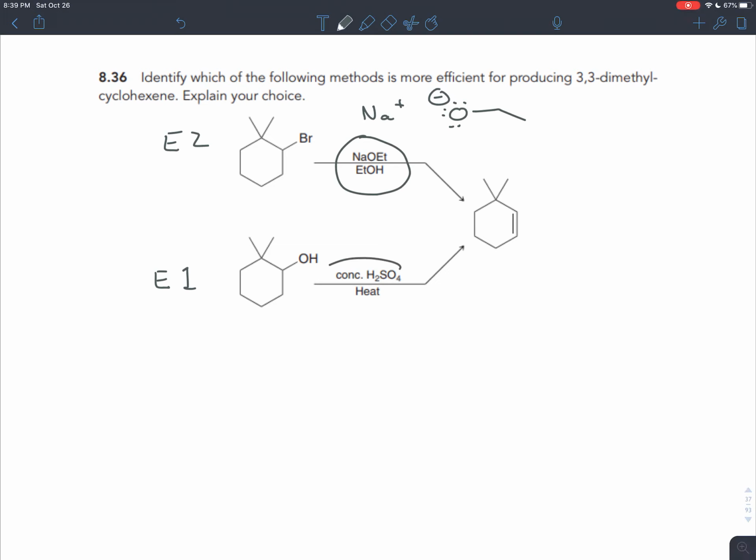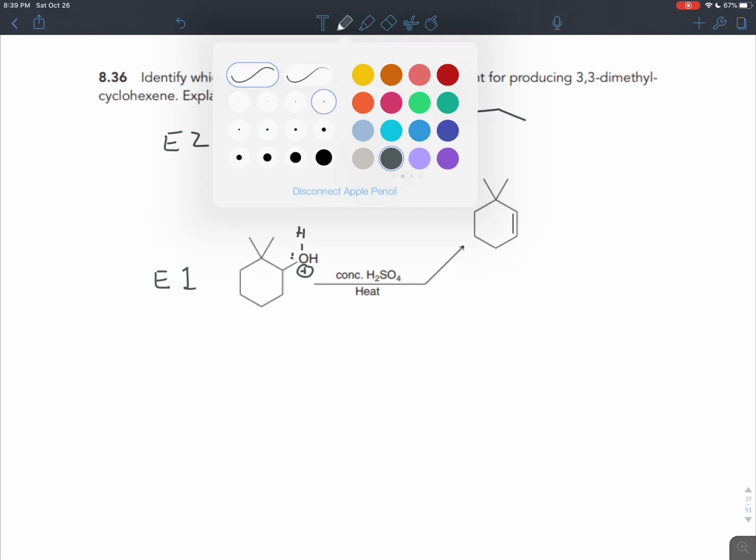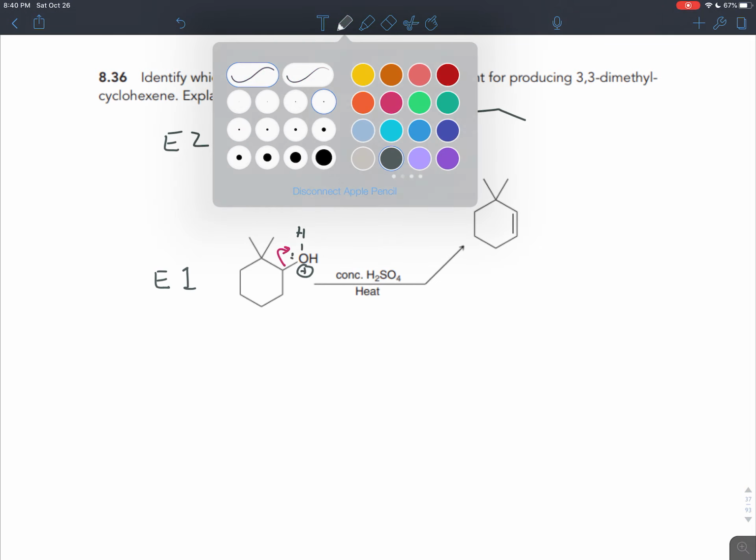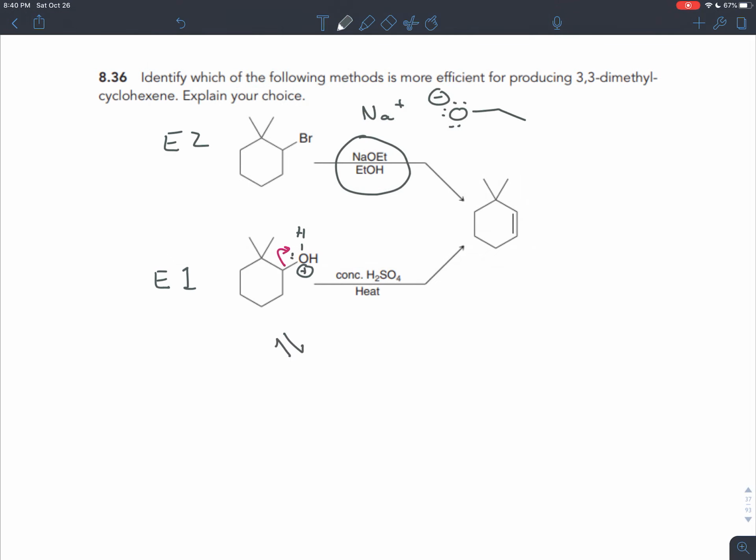On the bottom, you have an acid, and not only that, it's a strong acid and a concentrated acid. That takes this terrible leaving group, this OH, and protonates it. It puts an H on there, turns it into an H2O+. That can then pop off of the molecule as a leaving group, and you would get this carbocation here.